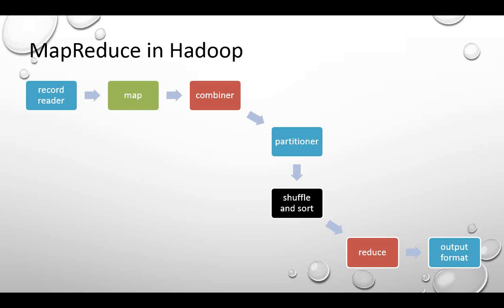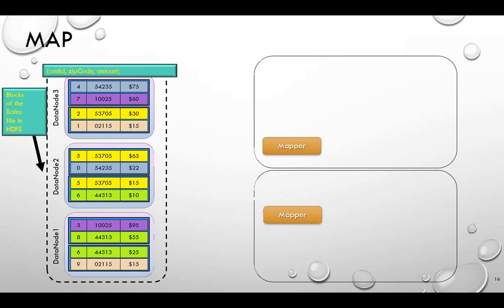Let's have a look at an example, which will give you a clear picture of how MapReduce works. Here is the example that I'm going to take. On the left-hand side, I have my blocks of the sales file in HDFS, which has the zip code, the customer ID, and the amount. And the scenario is, I want to get a sum of sales grouped by the zip code. Okay, so let's see how it works.